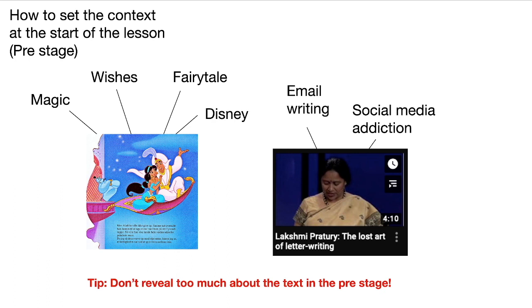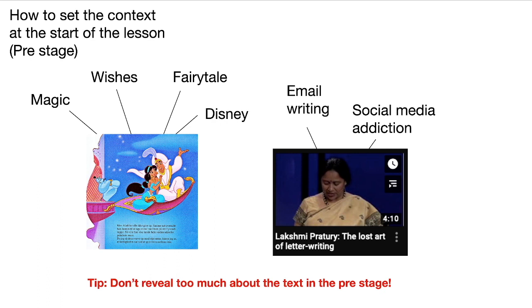Okay, so if we start with Disney, for example, we might start with a whole range of Disney characters and Disney movies, Disney princesses and things like that. But we wouldn't tell the students about Aladdin before we introduce the text. And it's the same with fairy tale, right? You might start with general fairy tales that students know, just listing various fairy tales. You don't have to reveal too much information.